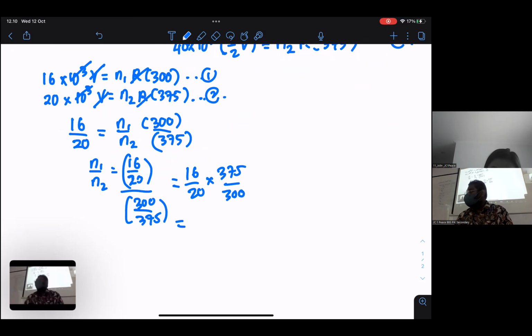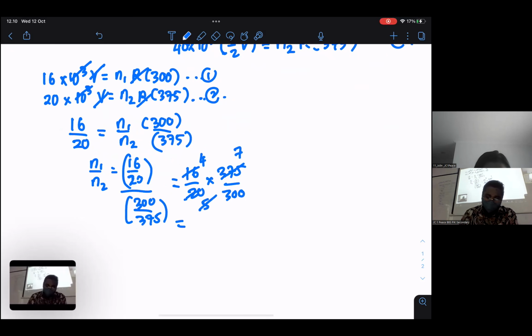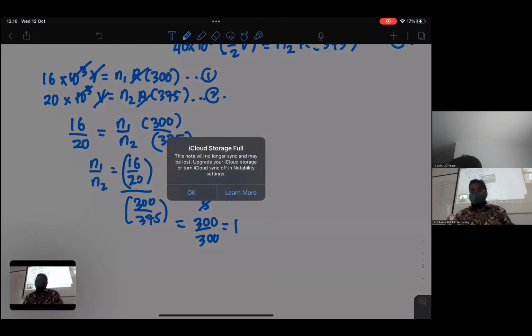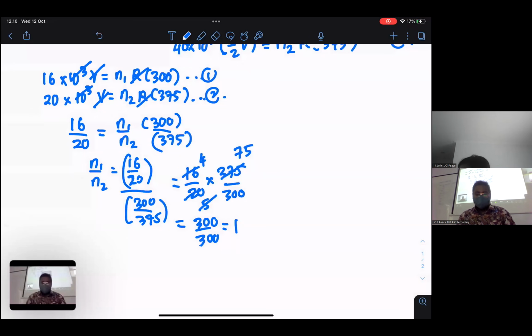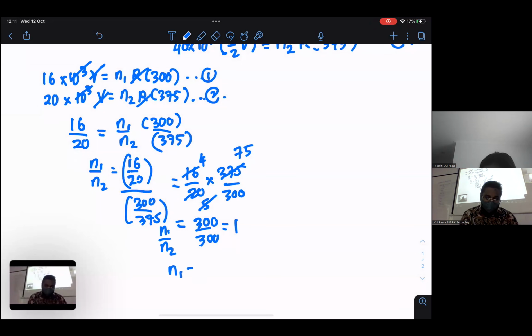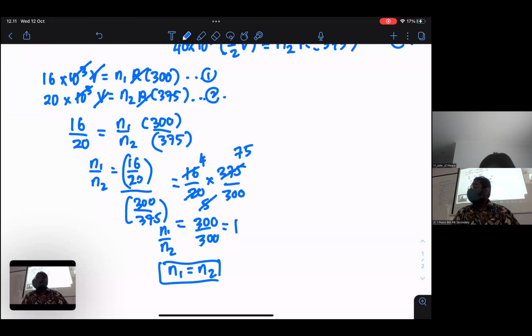You try to calculate this, and you will get, this one 4, 5, this one is going to be 75. 75 times 4 is 300. 300 divided by 300 is 1. I managed to prove that my n1 divided by n2 is 1, which is n1 equals n2. It means that I managed to prove that the number of moles is the same. If the number of moles is the same, it means that it is ideal.